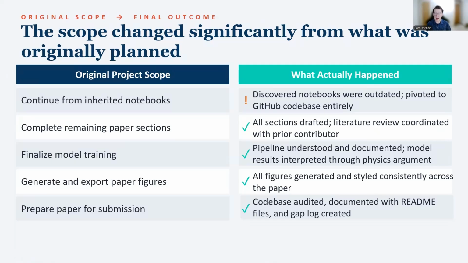So what actually happened was pretty different on almost every row. The inherited notebooks turned out to be the wrong files entirely, which meant continuing from them wasn't possible. The paper sections required original drafting rather than a completion of a near finished draft, and finalizing the model training instead became understanding the pipeline and interpreting the results through the physics argument. So the codebase audit and documentation work, which ended up being one of my largest contributions, wasn't even part of the original scope at all.